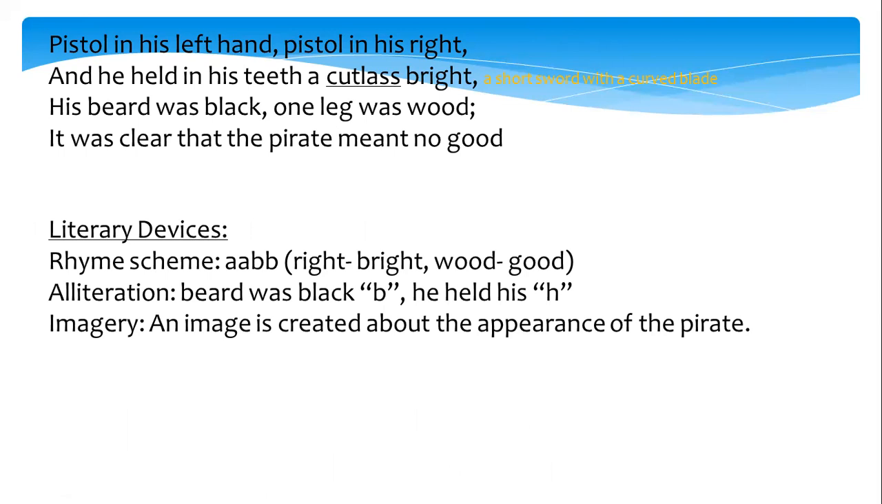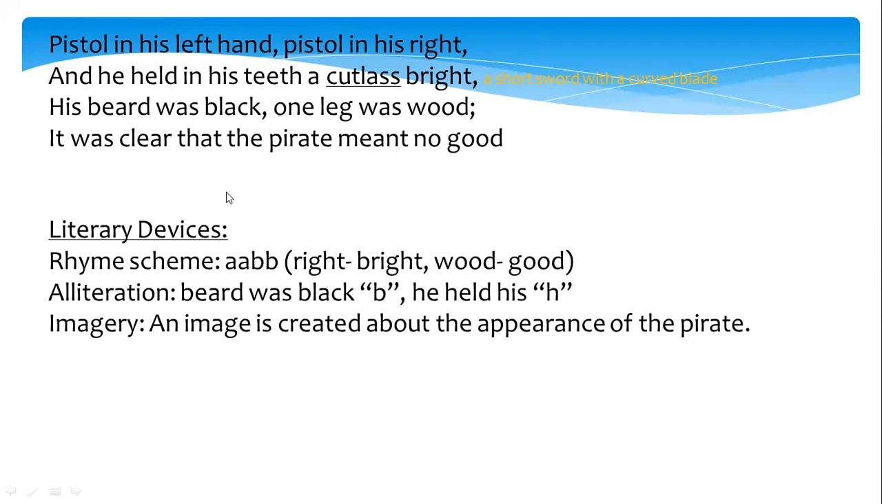So the poet here describes the appearance of the pirate. He says that the pirate was holding a pistol, a gun, in both his hands, and had a little sword too. Cutlass means a short sword with a curved blade. He was holding his sword with his teeth. He had a black beard, and one leg was made of wood. This means that though the pirate was a disabled person, still he was frightening all the other characters. Moreover, he intended to harm them.